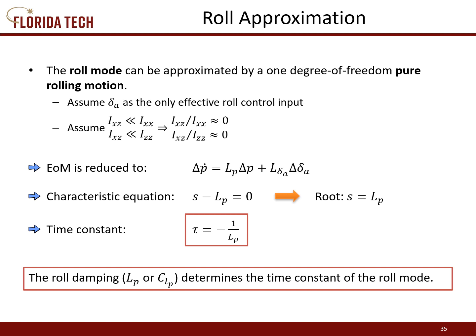So for the roll mode approximation, we can get down to a 1 degree of freedom, pure rolling motion. We talked about that before. We're going to assume that the aileron is the only effective control input. We're going to ignore the rudder. We get down to that nice first order differential equation, and then just have a perfect equation for the roll mode time constant. It's just -1 over LP. And so now we know roll damping, whether it's LP or CLP, determines the time constant for the roll mode.